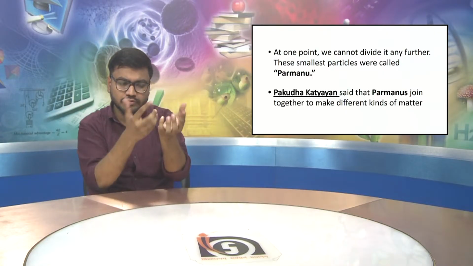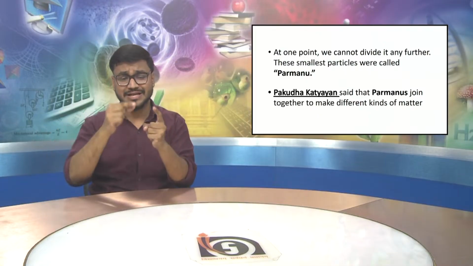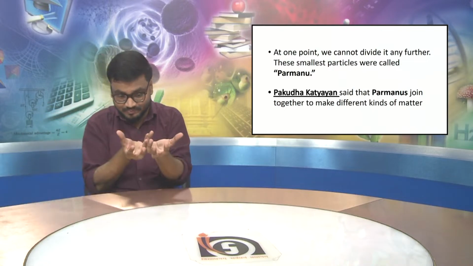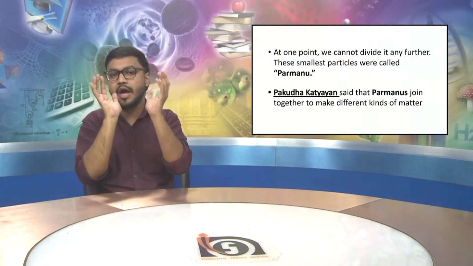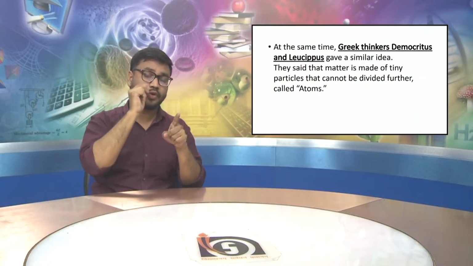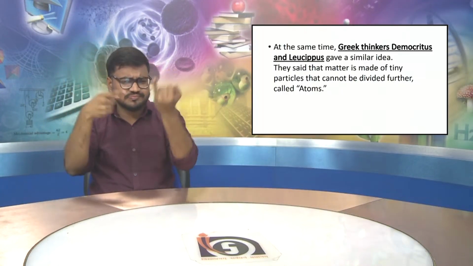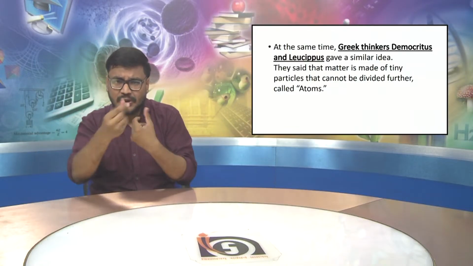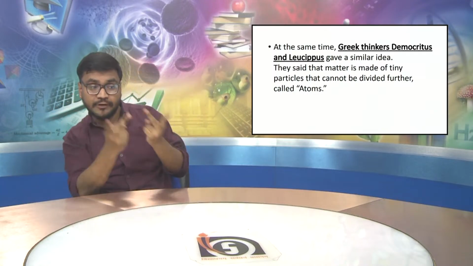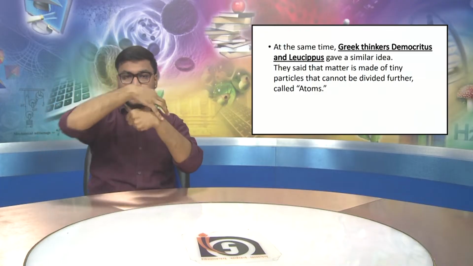These smallest particles were called Parmanu. Then Pakudha Katyayana said Parmanus joined together make different matter. At the same time, Greek thinkers, Democritus and Leucippus, gave a similar idea. They said that matter is made up of very tiny particles that cannot be divided any further, which are called atoms.